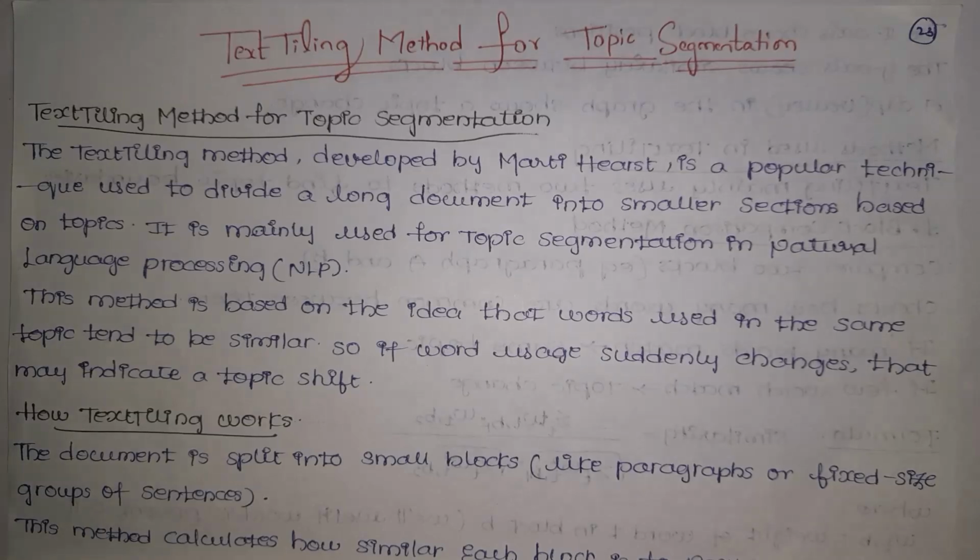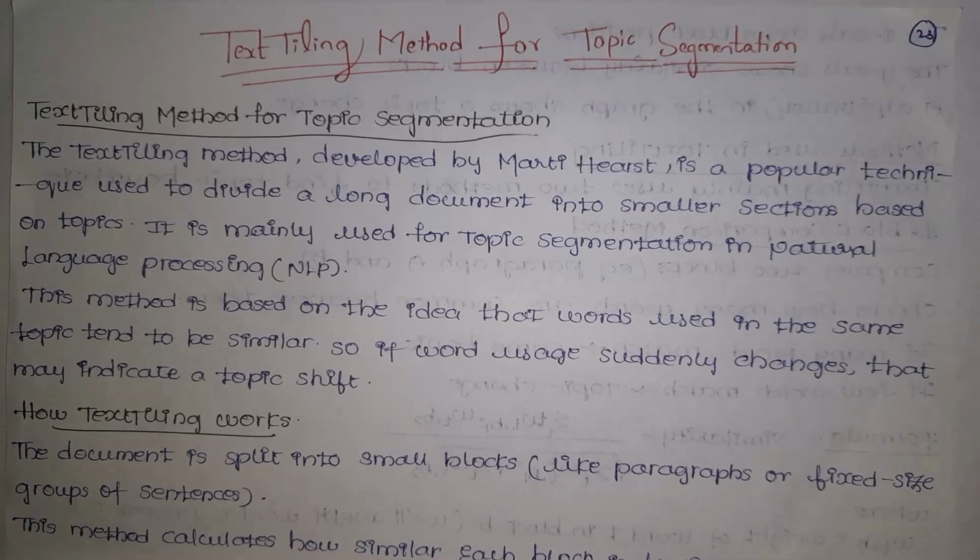Next I will explain various text tiling methods for topic segmentation. Text tiling. This method was developed by Marti Hearst. By using this technique, we can divide a long document into smaller sections based on topic. So this method is mainly used for topic segmentation in NLP. But how will this method divide a long document into smaller sections based on topic?